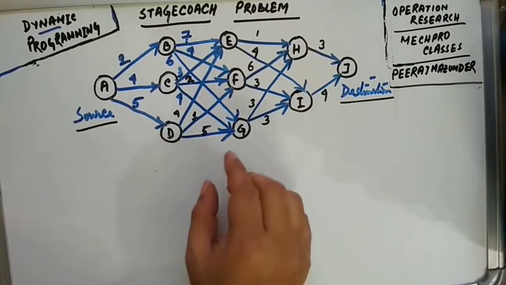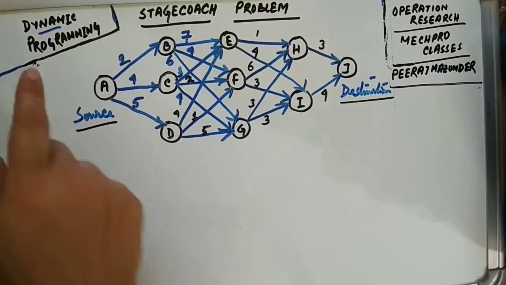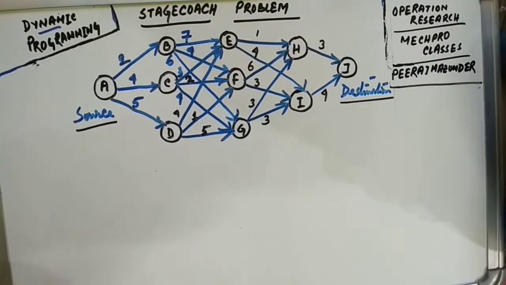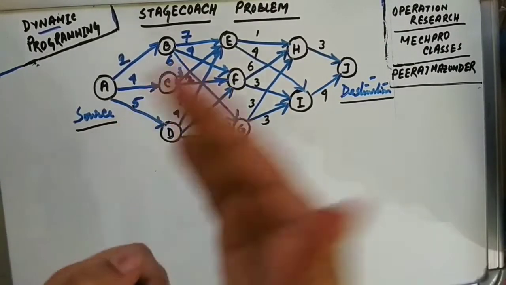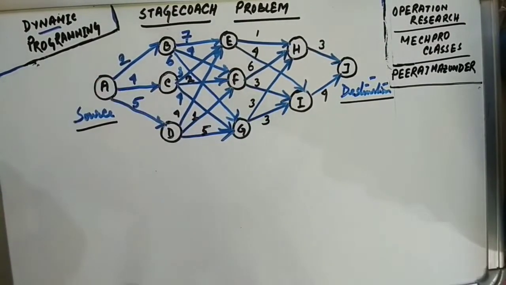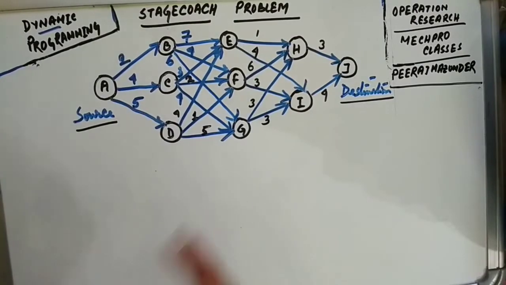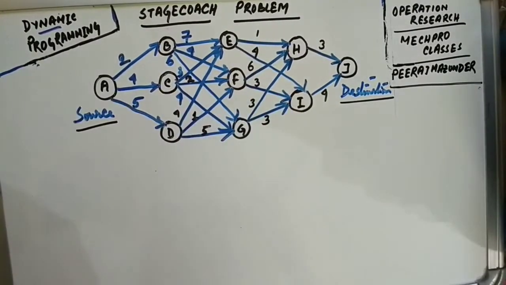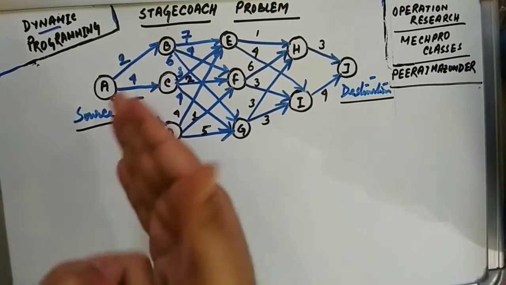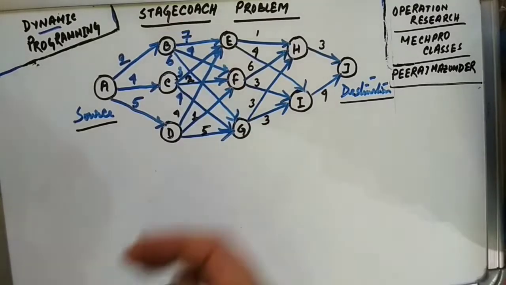Now, first I will discuss the greedy approach with you. In the previous video, in the introduction video, I already discussed the greedy method, or the approach of greedy method, how it differs from the dynamic approach or dynamic programming approach. In this stagecoach problem, I will also show you the greedy approach, and side by side we will solve this particular graph or network with the help of dynamic programming as well. Okay, so let us start with the greedy approach.